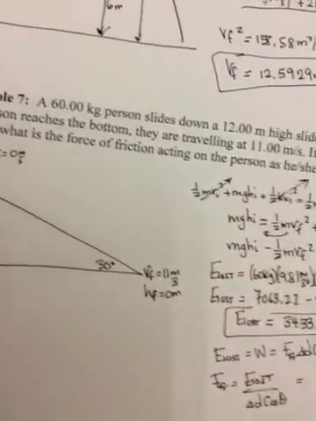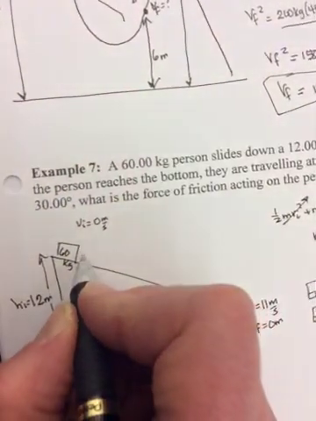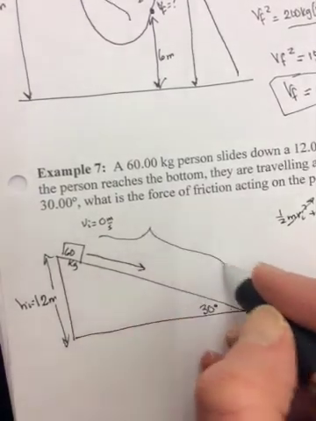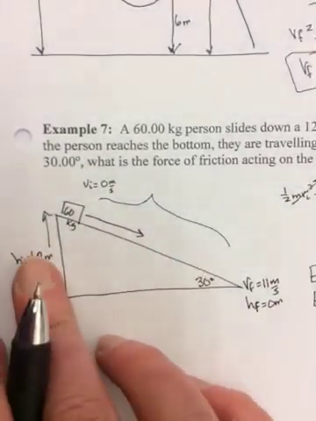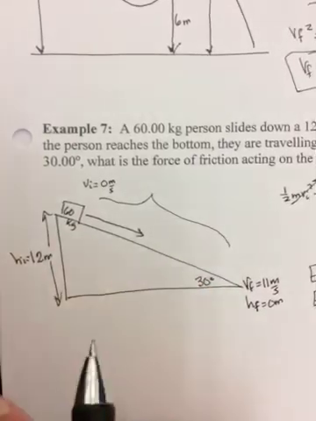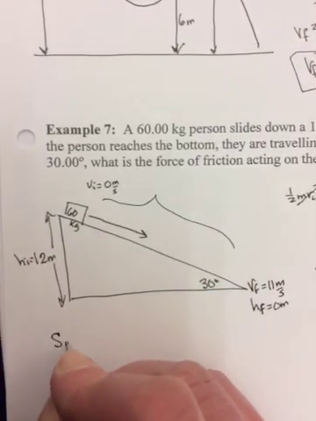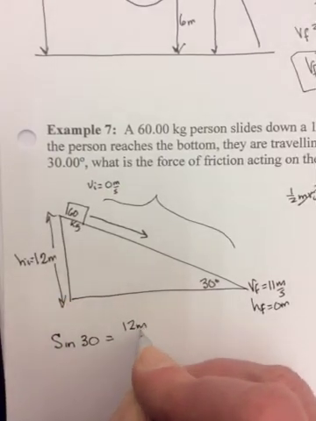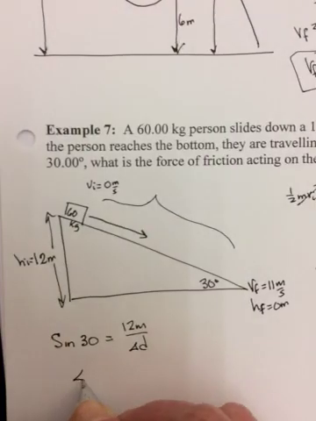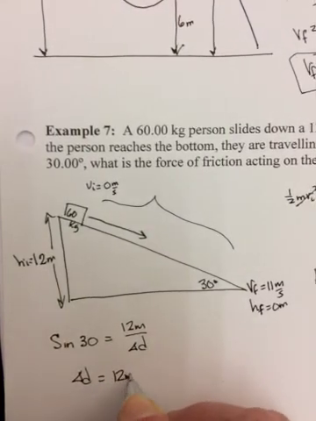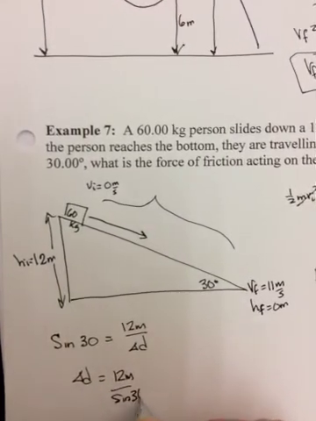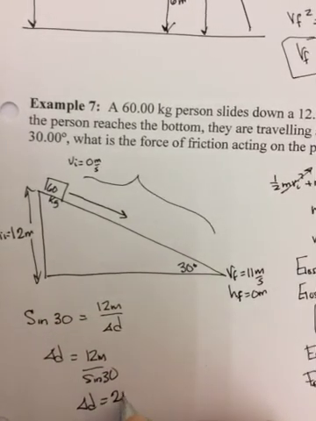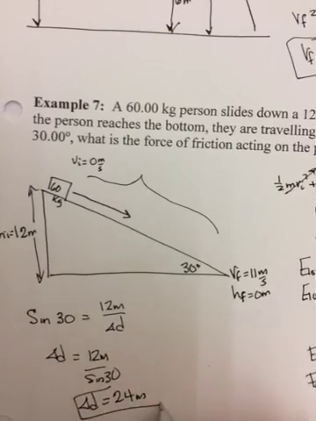Well, let's take a look. Delta d, so this box is sliding down the incline. The delta d then is going to be this whole length, which is the hypotenuse. So you have the angle and you have the opposite side, so that would be sine. So sine 30 is equal to 12 meters over the delta d. So delta d is going to equal 12 meters over the sine of 30. And sine of 30 is 0.5, so 0.5 divided into 12 will be 24 meters.